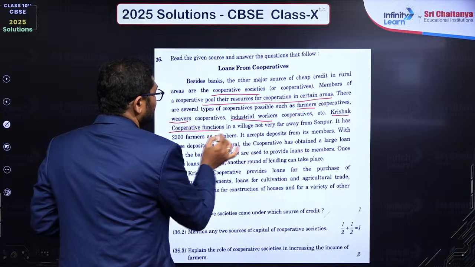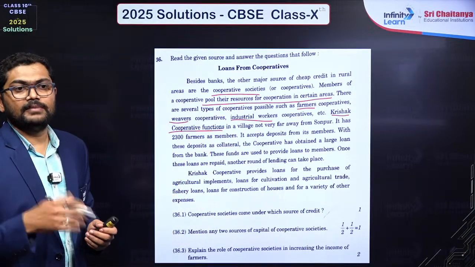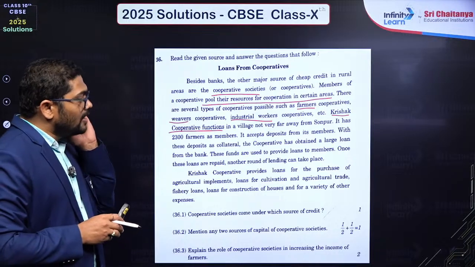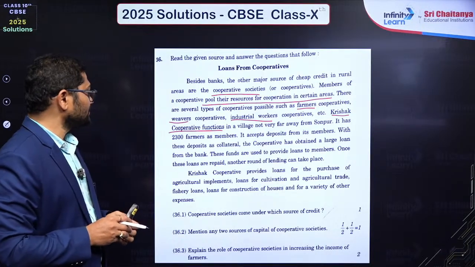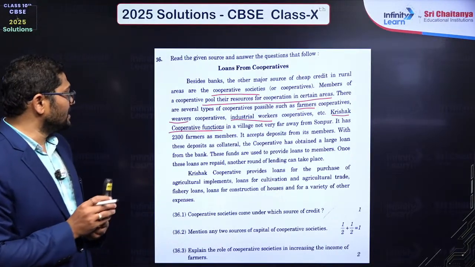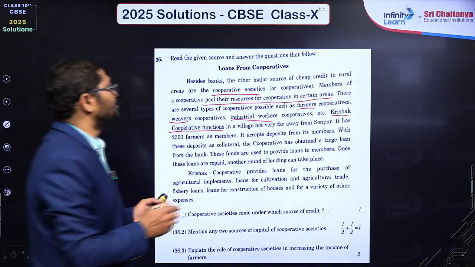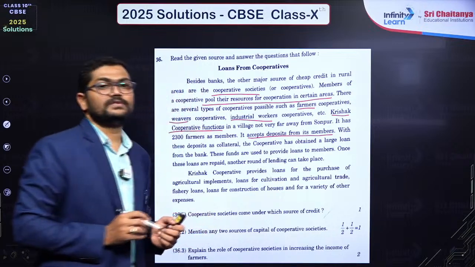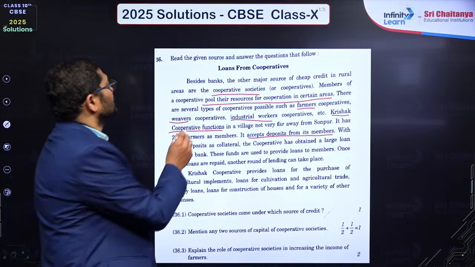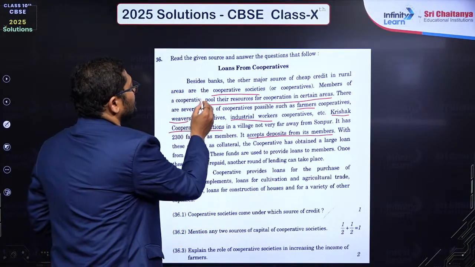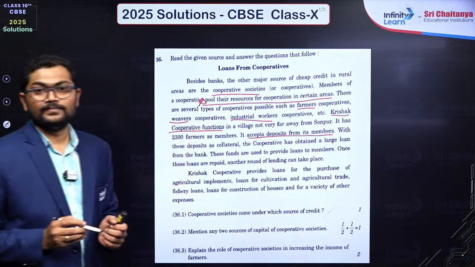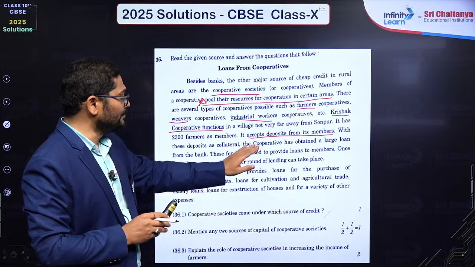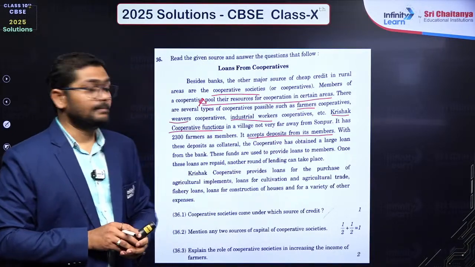An example is given, Krishak cooperative. So in the same paragraph, Krishak cooperative is given. Krishak cooperative functions in a village not very far from Sonpur. It has 2,300 farmers as members. It accepts the deposits from its members. So Krishak cooperative accepts the deposits from its members. So in the third line, if you see, they normally pool their resources in order to do some work. So now here Krishak cooperative is accepting the deposits from its members.